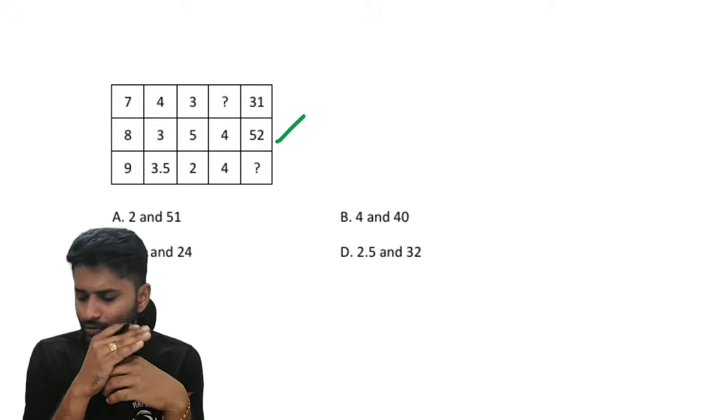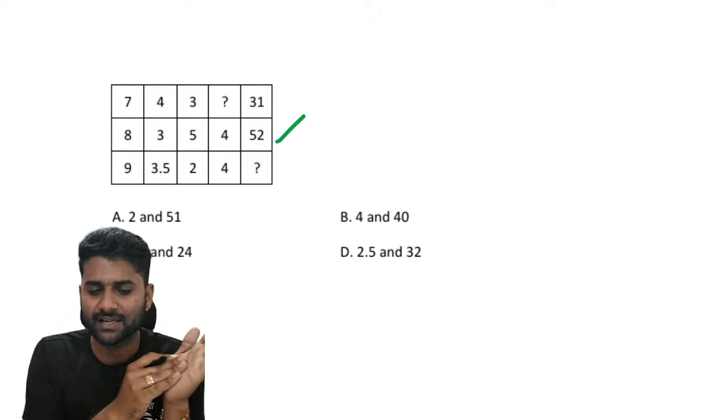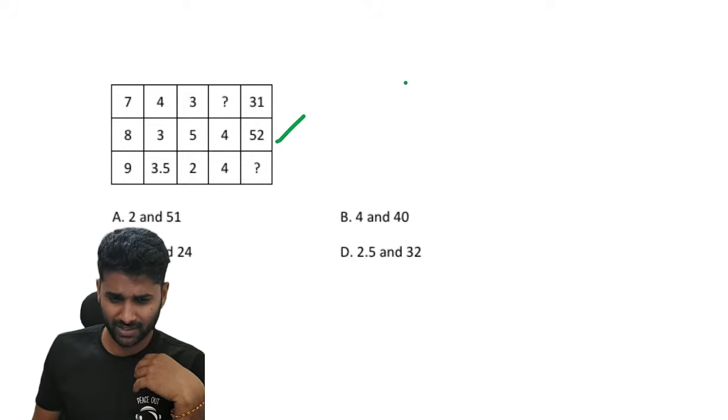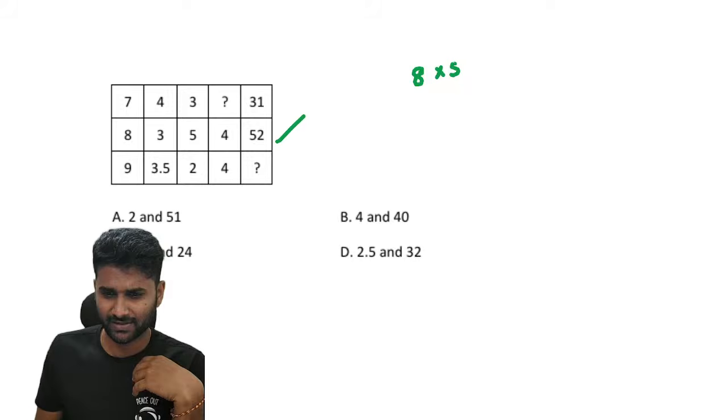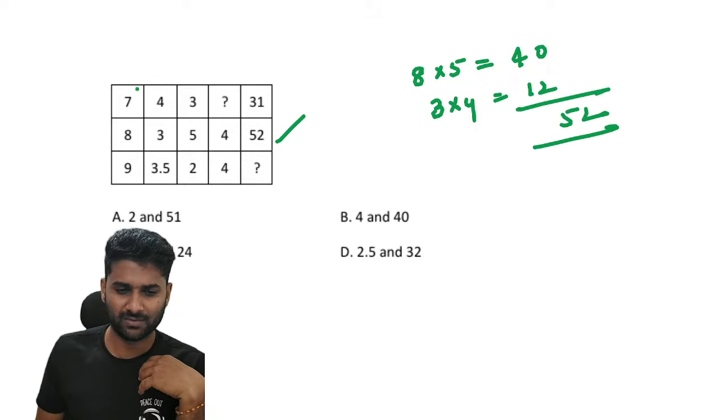So, for example, if you go with the same order, 8 into 3 is 24, 5 into 4 is 20, resultant is 44. You never get 52. You can use alternative. So 8 into 5 is 40, right? Same way, 3 into 4 is 12, then the resultant is 52. Apply the same logic here.